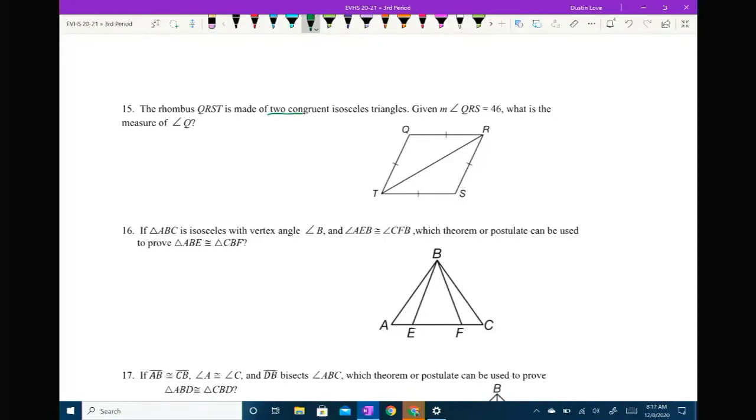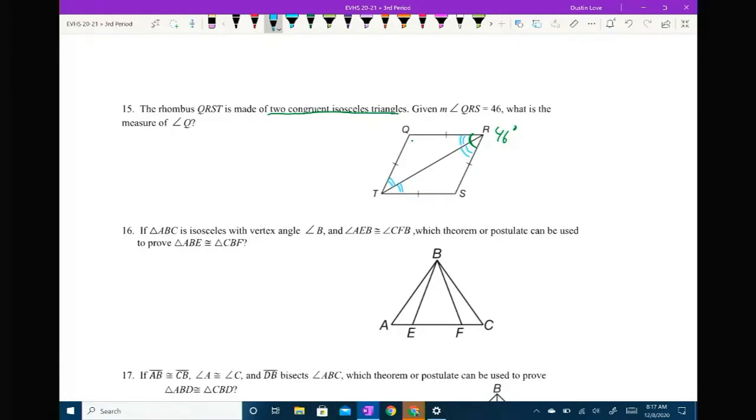Okay. Rhombus QRST is made of 2 congruent isosceles triangles. So it tells us that they are congruent and isosceles. Given that the measure of angle QRS is 46, I'm going to write that in. QRS, this whole angle is 46 degrees. What is the measure of angle Q? Okay, well, I know that isosceles triangles have base angles that are congruent. So I know that this angle will be congruent to this angle. I also know that since the 2 triangles are congruent, these acute angles over here have also got to be congruent to those, which means in particular that RT is a bisector of QRS.